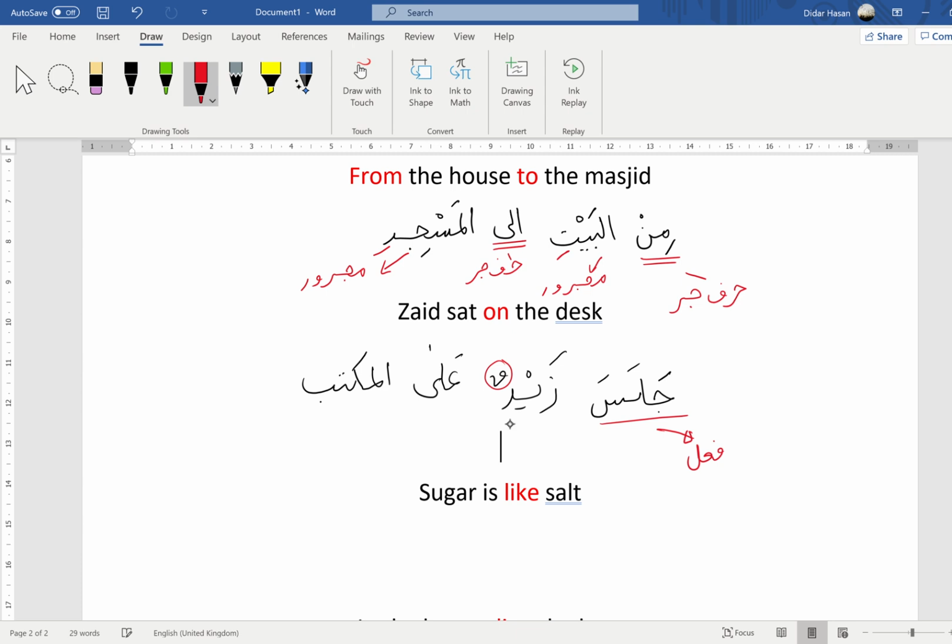Zaydun has double dhamma because, try and say it before me, because it is fa'il, the doer. So the doer of any verb is always given a double dhamma, remember that. And here is what we're looking for, a harfu jar. So ala is a harfu jar, which means on. And the harfu jar, we know the next word is a majroor, so it will have a kasra. Ala al-maktabi. Jalasa Zaydun ala al-maktabi.